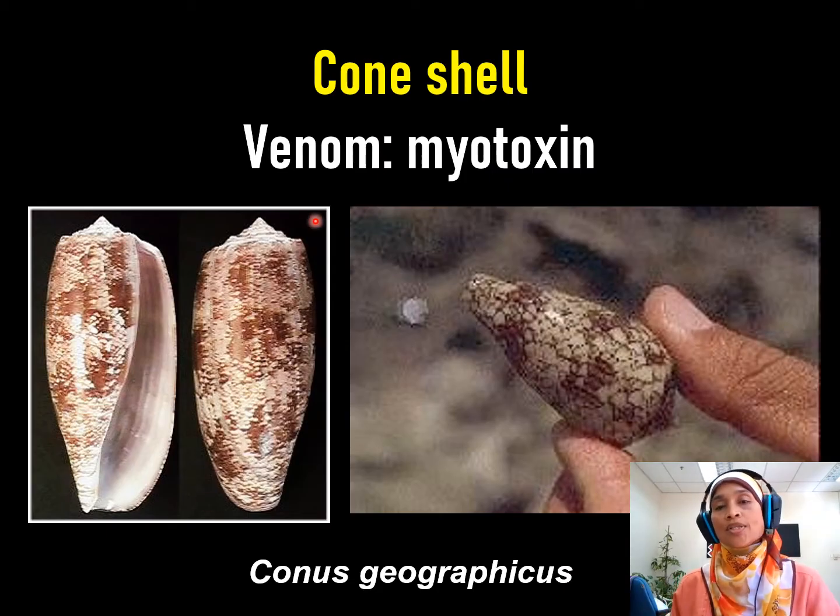The next poisonous sea creature is called the cone shell. This sea creature, or this particular shell, can be found in the waters of Malaysia too. The type of toxin present in this shell is the myotoxin, and this causes destruction of the muscle tissue.